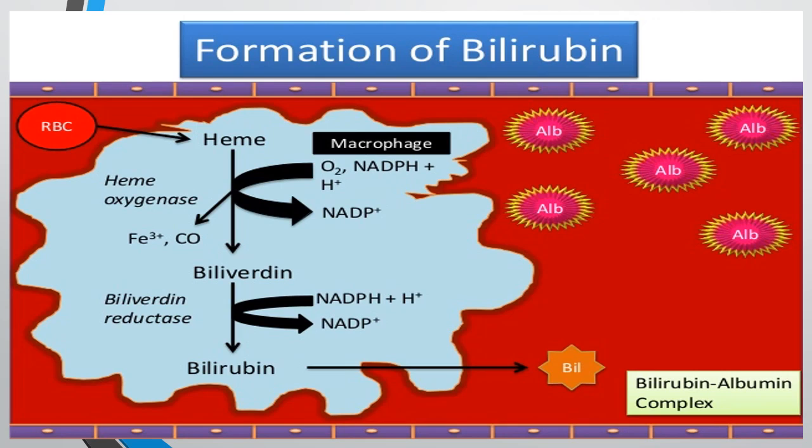Then in the next step, biliverdin is reduced to bilirubin, and this reaction is catalyzed by the NADPH dependent soluble enzyme biliverdin reductase. Bilirubin is lipophilic in nature and is transported in the plasma in a bound form to albumin.